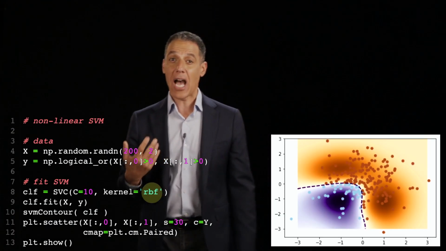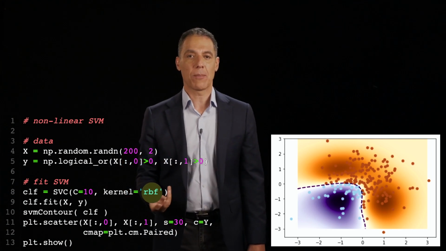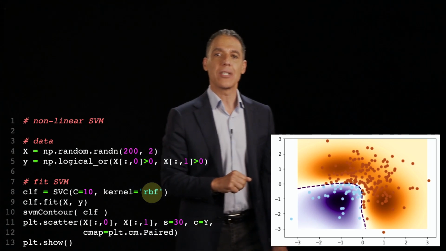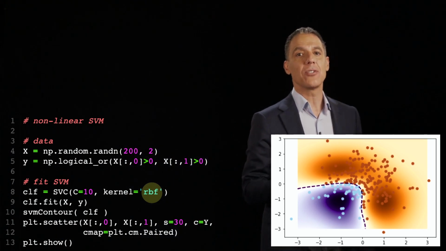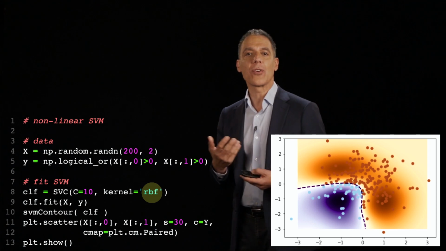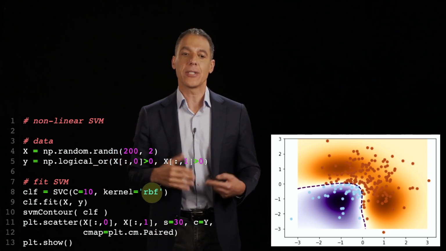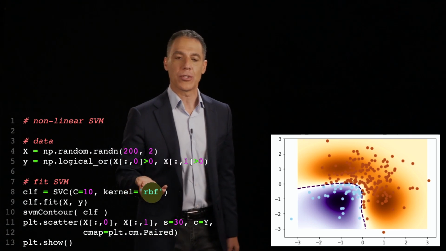So the good news is that you can learn these separating surfaces. The bad news is that the optimization is significantly more complicated. And then the good news is that the libraries that now do these optimizations are doing a pretty good job of searching over the various types of nonlinearities to get you a good classifier. And here's an example of the code and the result for that.